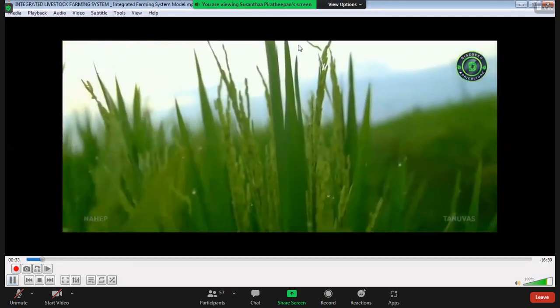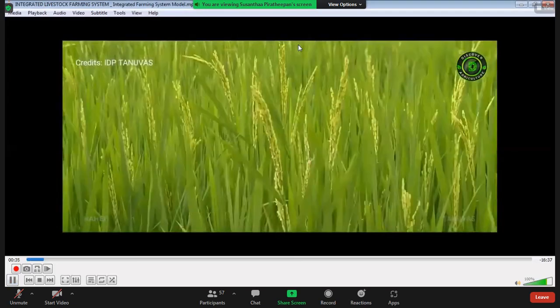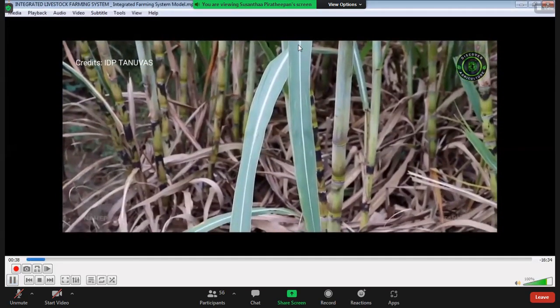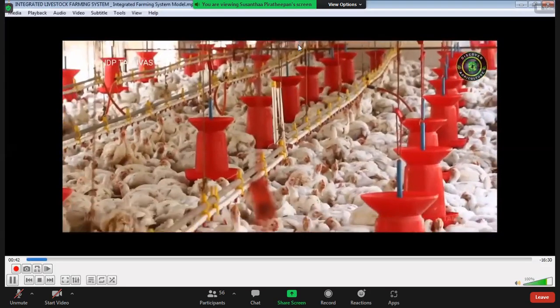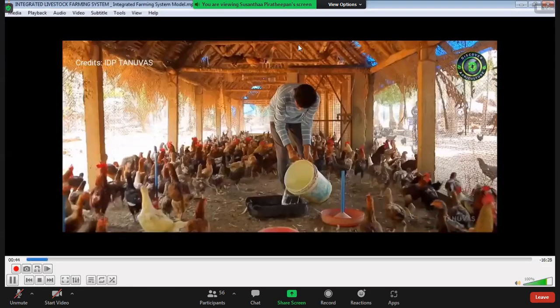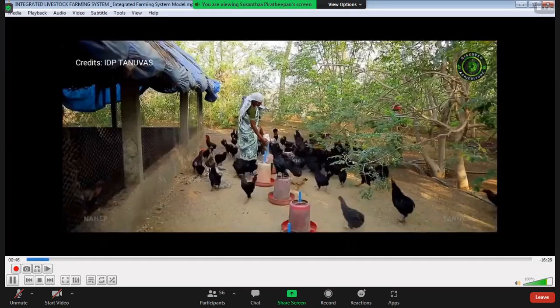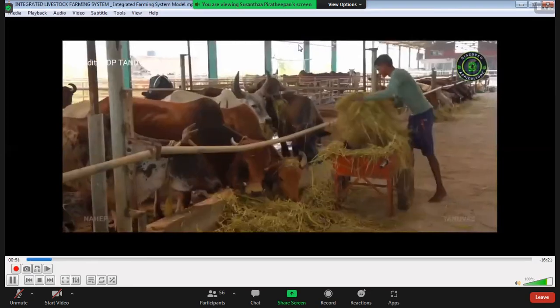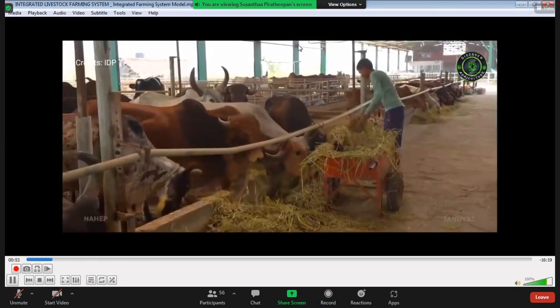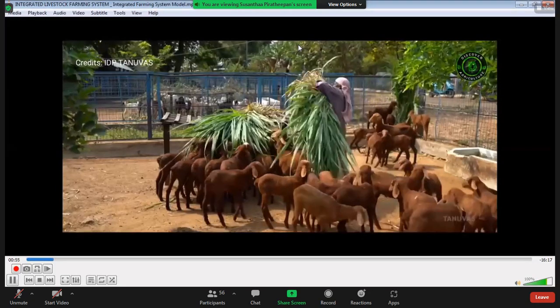The present practice of monocropping, namely paddy or sugarcane cultivation, and specialized farming like dairy or commercial poultry may lead to significant production and economic losses for the farmers due to vagaries of weather, limited availability of labor, and fluctuating market potential.